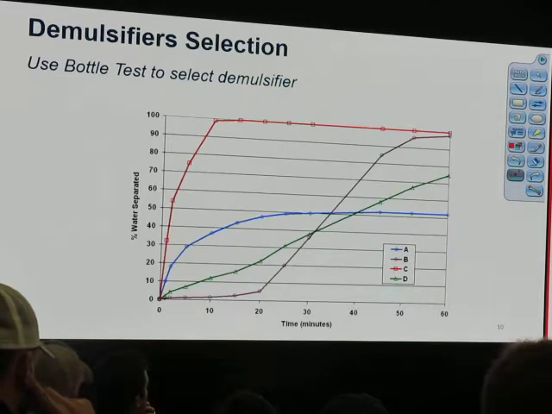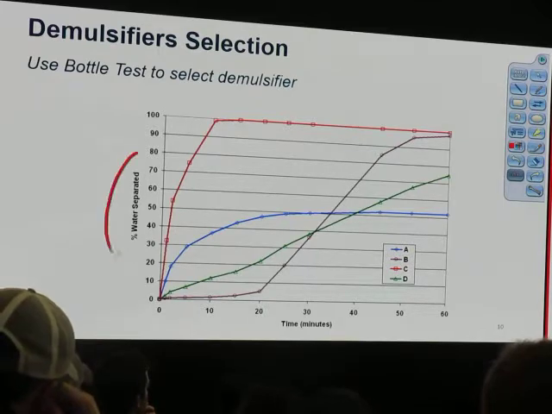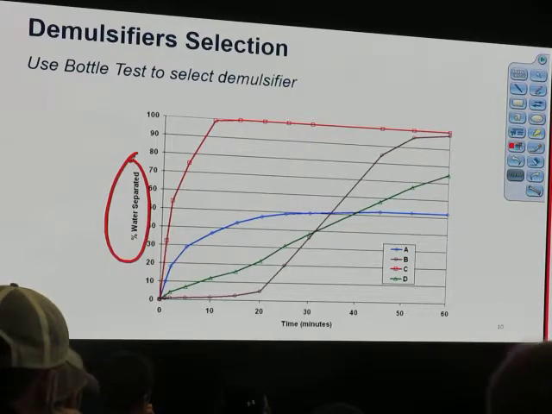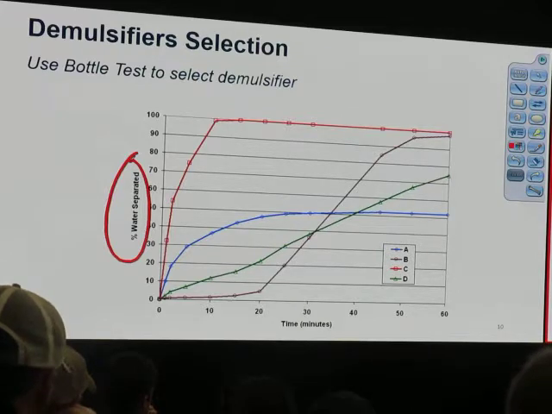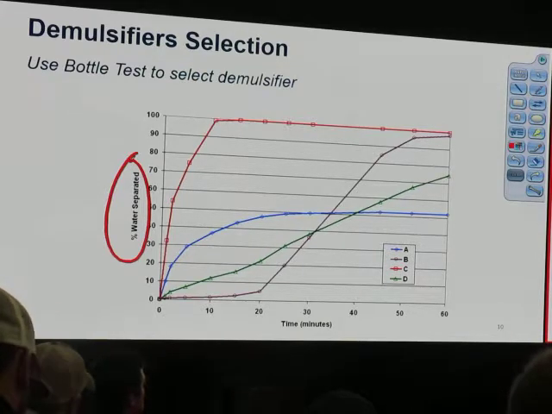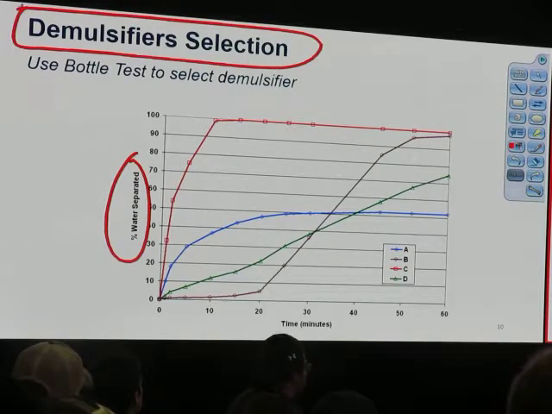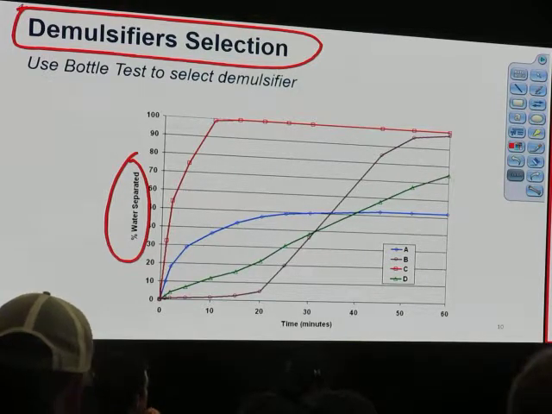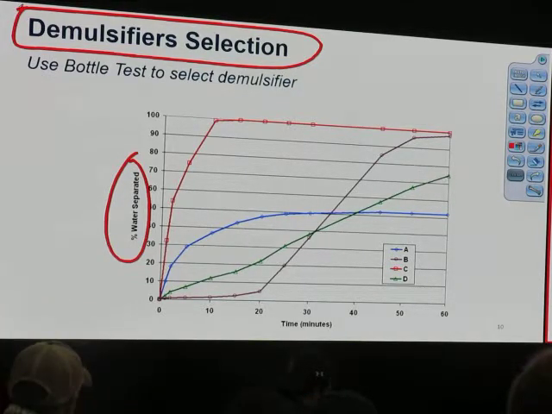Okay, then we have percent water separated versus time. Let's say we have just one type of oil, but we have three candidates of demulsifier, the chemical. We tell the chemical company we want to buy this chemical. They say it is very good. What do we say? Do the test and show me the proof. Okay, they go back and do the test.